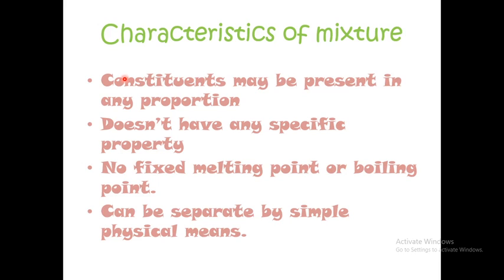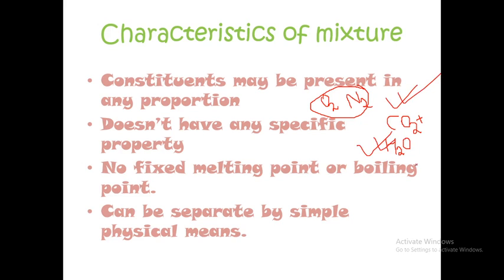What are the elements present in air? Oxygen, O2, and nitrogen, N2. These are the elements present in air. What are the compounds present in air? Carbon dioxide, CO2, and water vapor, H2O. These are the compounds. So I have told you that mixtures are made up of elements as well as compounds.